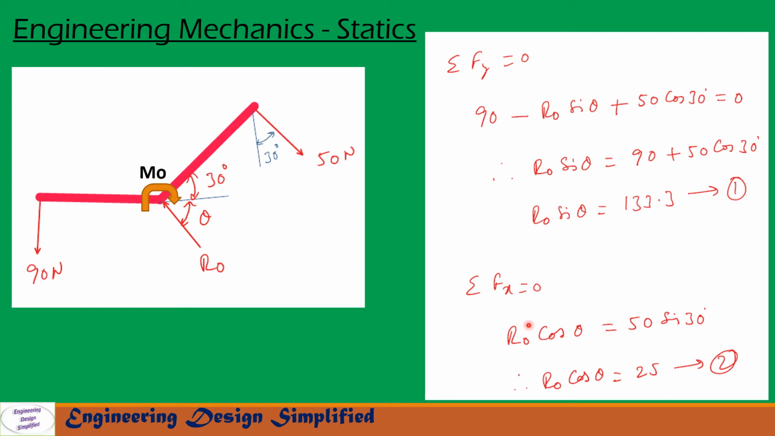Now let us resolve forces along horizontal, that is x-axis. Sigma Fx equal to 0. So along horizontal, this won't have any horizontal component, but this one will have a horizontal component. Horizontal component of Ro is Ro cos theta, that is equal to 50, and its horizontal component is sin 30. So here we have written Ro cos theta equal to 50 sin 30. So after simplification we get Ro cos theta equal to 25. Let us call that equation 2.